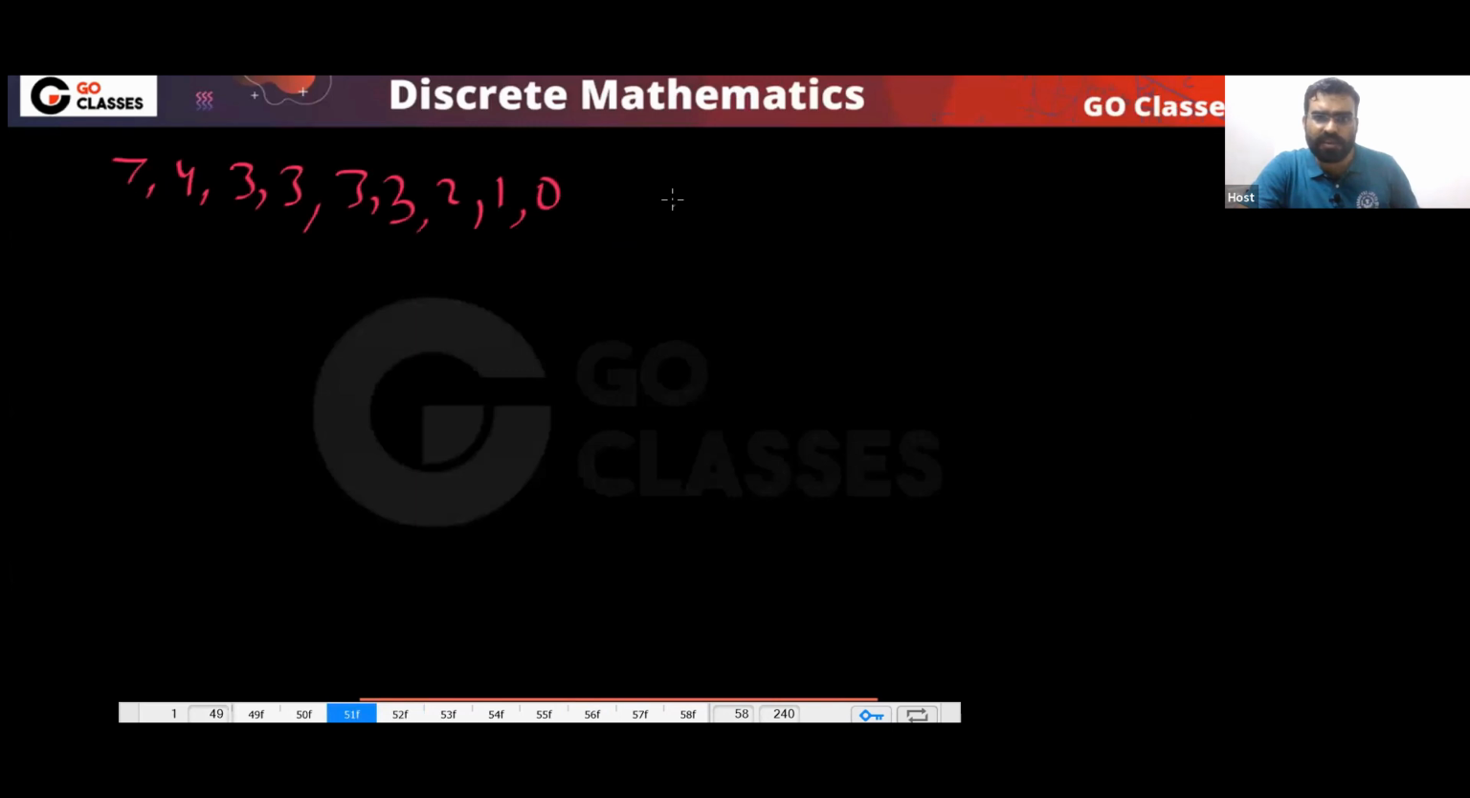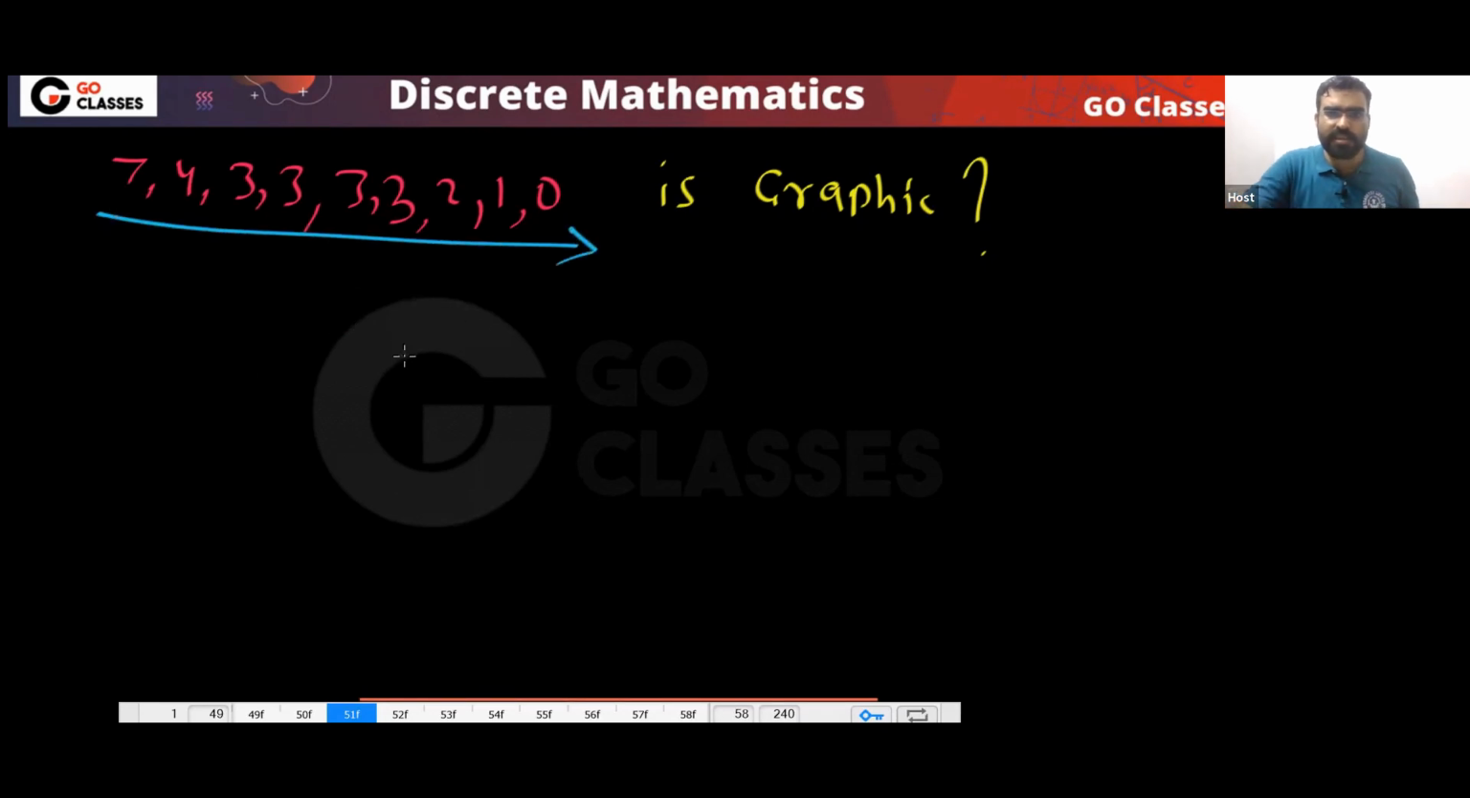Is this sequence graphic? Just check it. Very simple. First of all, is this in decreasing order? Yes, this is in decreasing order. Then you can delete this vertex.